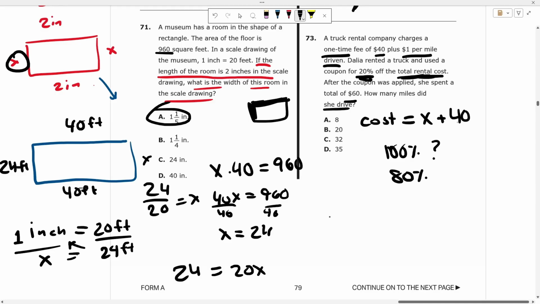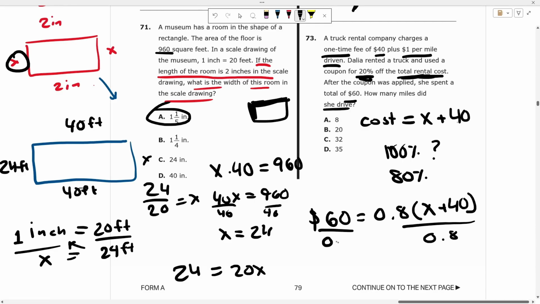So we know that $60 is equal to 80%, or 0.8, of whatever's left, or 80% of X plus 40. Okay, so what I'm going to do here is divide both sides by 0.8. It's the same trick that I taught you guys a couple problems ago. If you have a number outside of the parentheses and you don't want to distribute it in, you can divide by the same number on both sides.